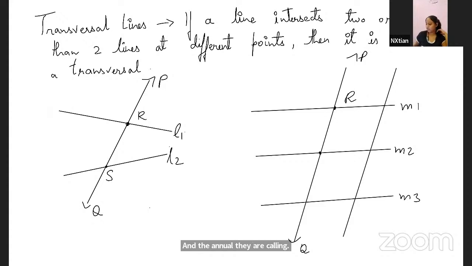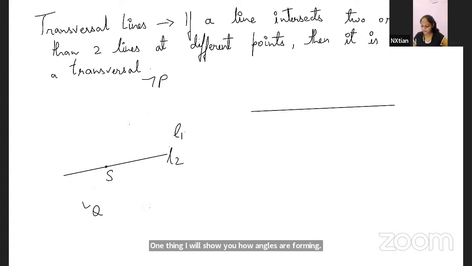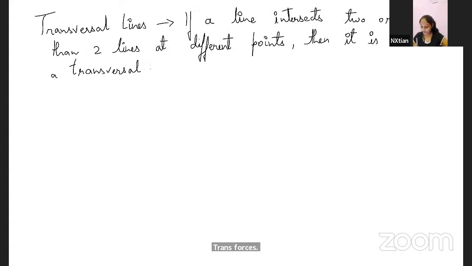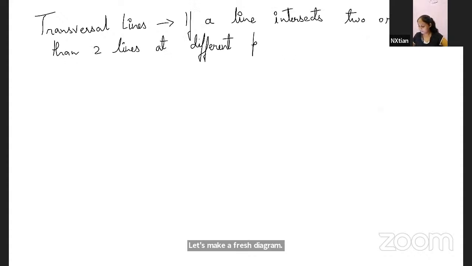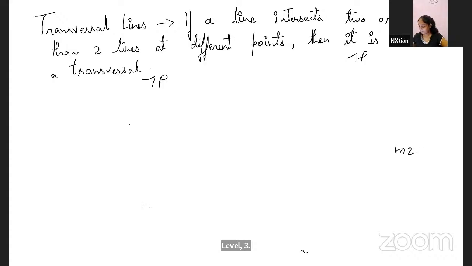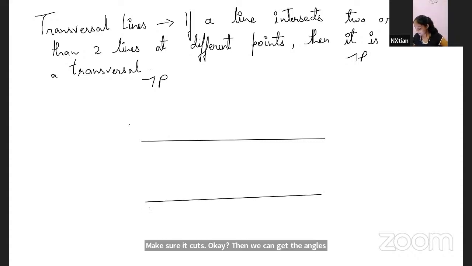One thing I will show you is how angles are formed by the transversal. Let's make a fresh diagram and we will see. Make the two parallel lines and one line that will cut both. Make sure it cuts both, then only you can get the angles.